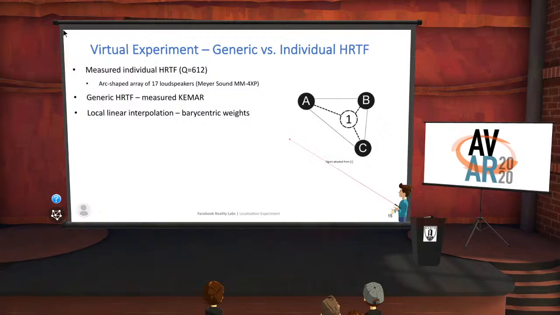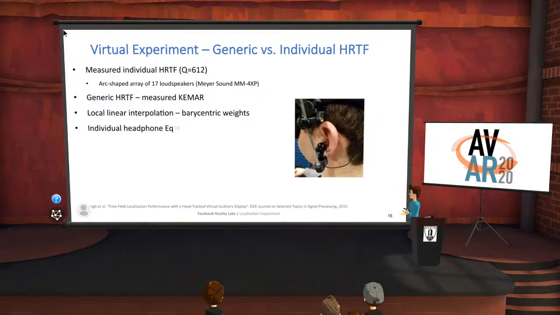For dynamic listening, we need to do some interpolation. So we are using a simple local linear interpolation using barycentric weights. The idea is that if we have these A, B, C HRTF measurements and we want to interpolate to this one here, then we use these 3 nearest HRTFs and, using barycentric weights, which are relative to the triangle areas here, we compute the interpolated HRTF. So it's a simple interpolation that can be performed in real time, and this is what we are doing. At the beginning of each experiment, we are measuring individual headphone EQ using in-ear microphones. You can see here.